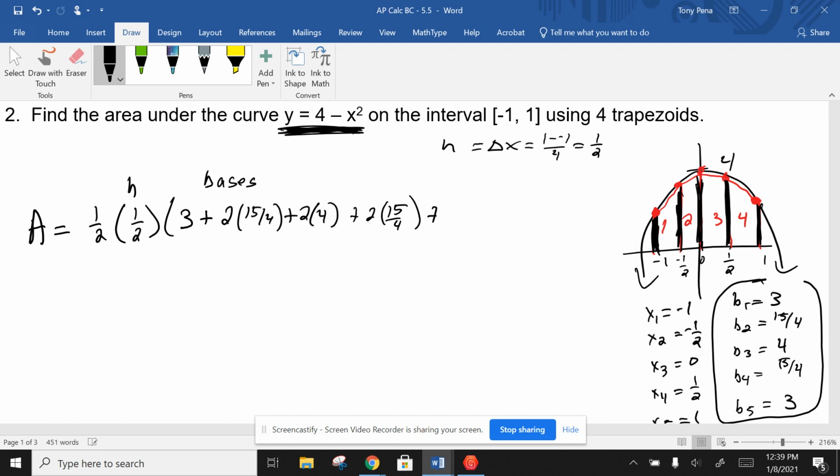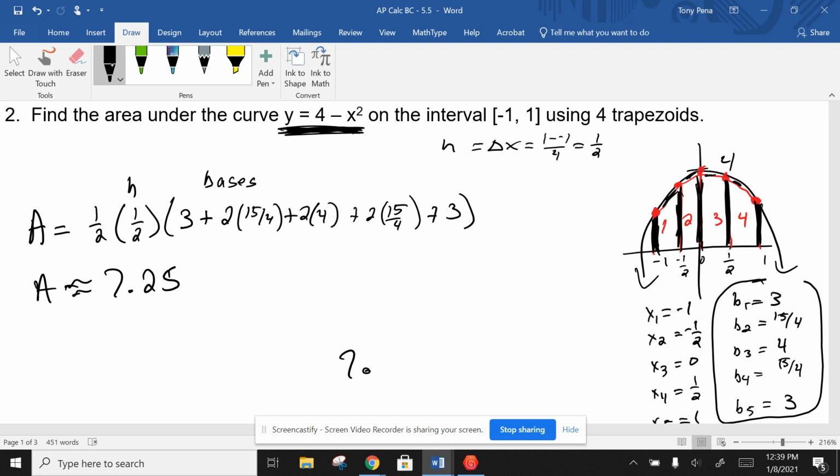But when you get to that last base, the fifth one would have only been used once, so the 3 only goes in the 1 time. All right, so fill that in your calculator. That should give you 7.25. This would be an under approximation. We're losing these. So let's use our approximation symbol here.